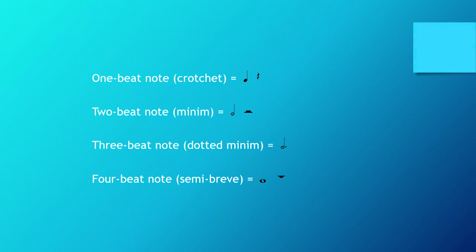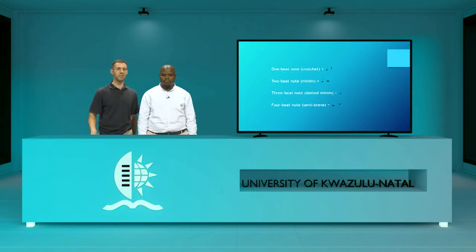The 4 count note or the semi-breve rest is written below the line. So the line is here and it looks like it's hanging from the line.